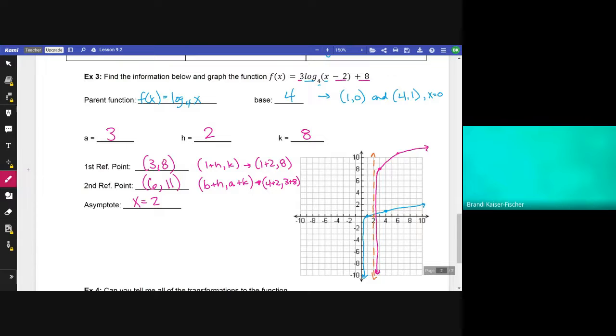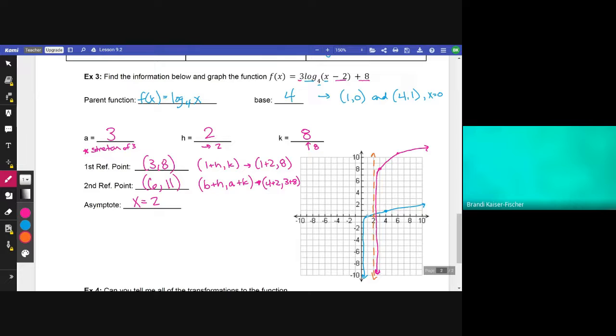All of these shifts that were happening, all these things that were happening. When A is 3, that means it was a stretch of 3, a vertical stretch. With H being 2, that means it should have shifted right 2. And with K being 8, it should have shifted up 8. That's what each of those numbers technically mean. So think about the points from our parent function versus the points that are on our function now.